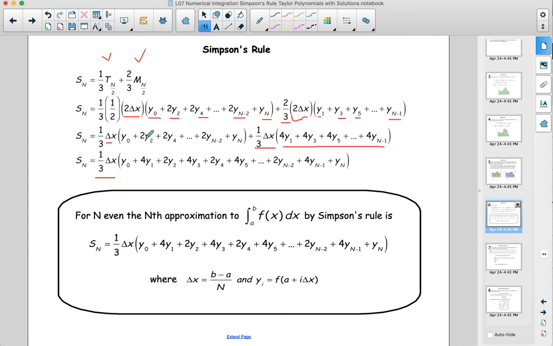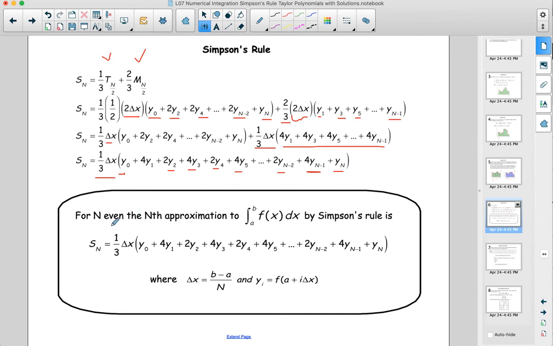We get y0 and yn on the ends appearing once, and then we're going to alternate a 4y1 followed by a 2y2, a 4y3 followed by a 2y4, a 4y5 followed by a 2y6, and so on. And then you're going to end on a 4. So that appears once, 4, 2, 4, 2, 4, 2, ending in a 4, and then that one appears once.